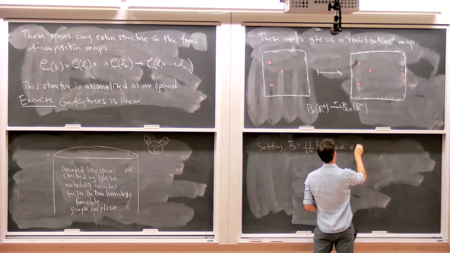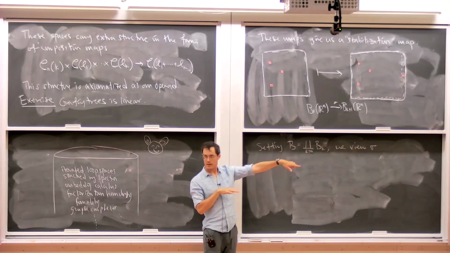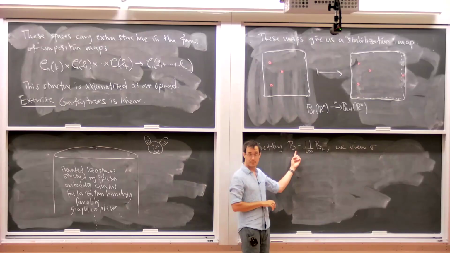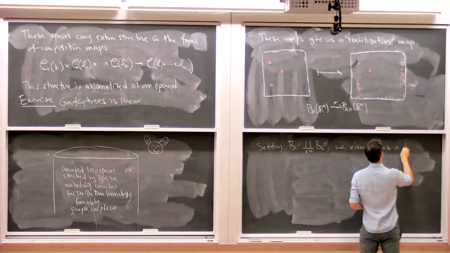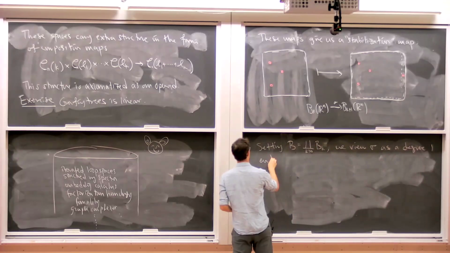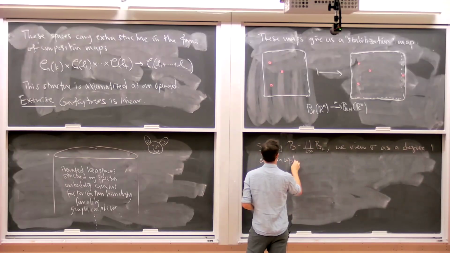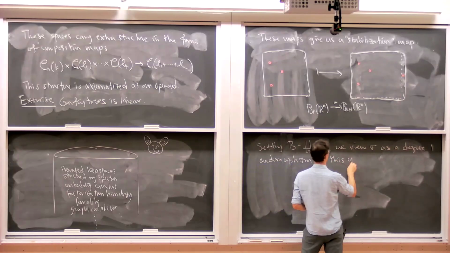We can view sigma not as a sequence of maps, but as a map from this space to itself, an endomorphism of this graded space, a degree 1 endomorphism of this graded space. So sigma is a degree 1 endomorphism of this graded space.